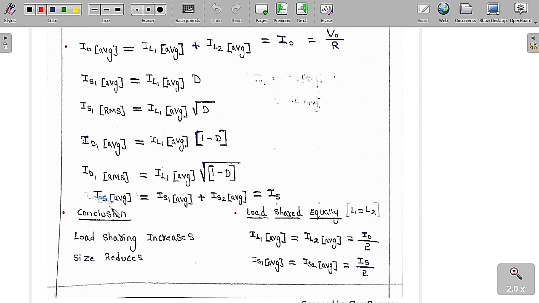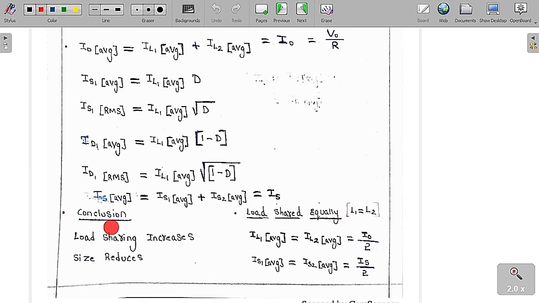Similarly, IS(t) is equal to IS1(t) plus IS2(t). Therefore, IS average is equal to IS1 average plus IS2 average.